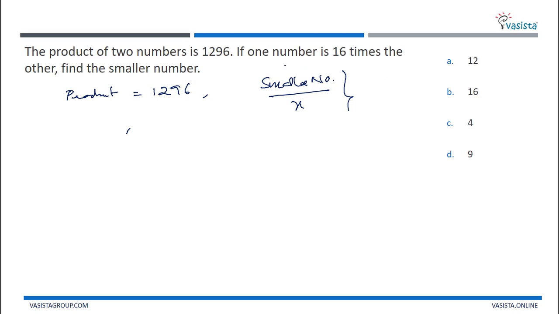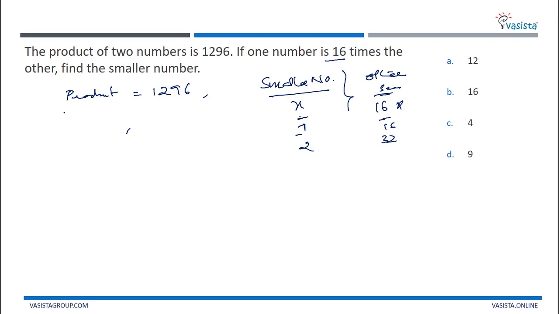Then one number is 16 times the other. So if one number is x, the second number will be 16x, right? Let us consider like this: if x is 1, the second number will be 16 only. If x is 2, then this will become 32. Similarly in that way.